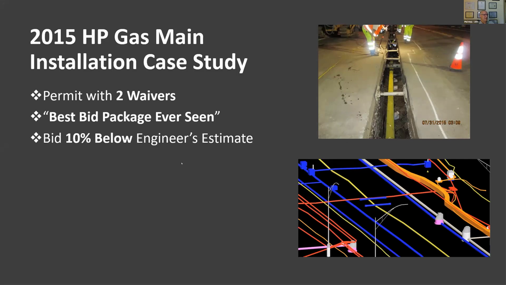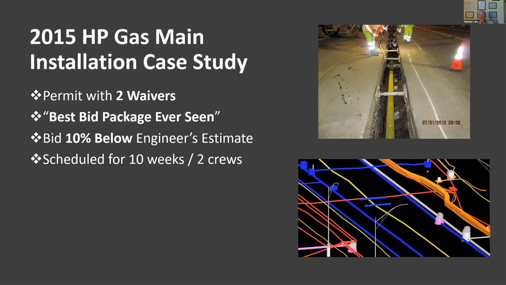And then the actual estimate was 10% below the engineer's estimate, which means you've already paid for the whole effort to do this. And then they scheduled 10 weeks and 2 crews. They had to work at night to put this gas main installation along this busy corridor in Lacey, Washington. And we had 193 conflicts called out ahead of time. We had it all designed in 3D, where to lay that pipe out.